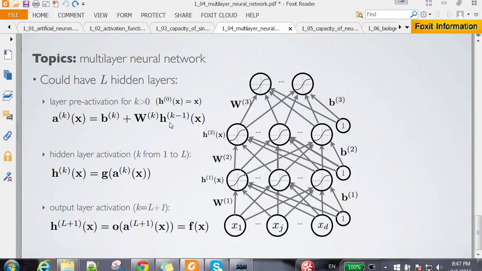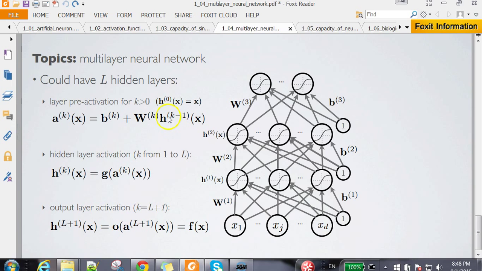H0 activation. So H0 has a special definition. It's just nothing. It doesn't do anything. So in other words, we're just going to multiply the weight times x, which is just what we said. So H0 of x is just x. So we're just multiplying W times x. That's just what we said. We're just trying to make it general.